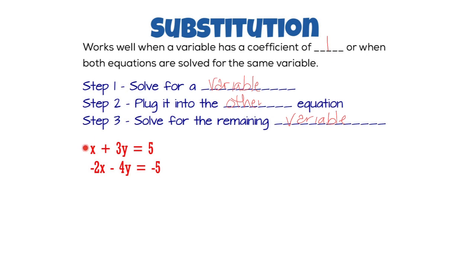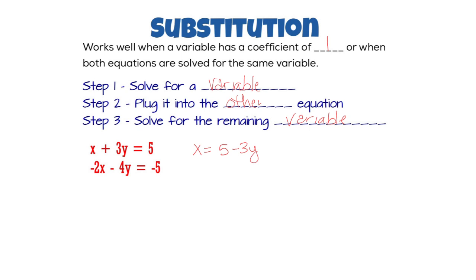And what I'm trying to identify is the variable that has the coefficient of a 1. And that would be this one right here. Sometimes there's more than one variable that would work, but in this case, there's just this one right here. So what I want to do is solve for that variable or isolate it. So that means getting rid of this 3y. So I'm going to take that 3y to the other side.